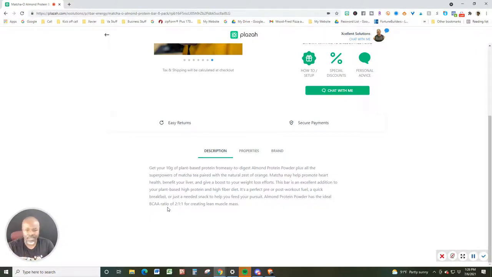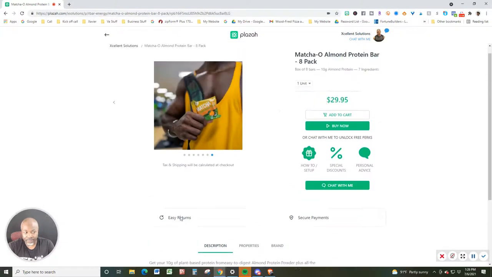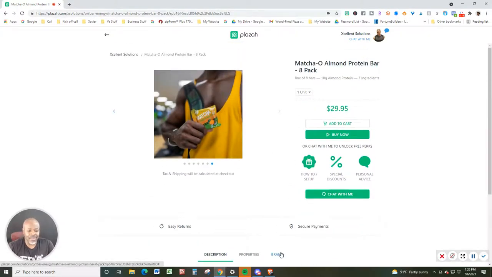As much whey protein as I wanted to take, it wasn't doing my body any good because I wasn't getting the lean muscle mass that I was really striving for. So this might be a solution that you might want to consider.